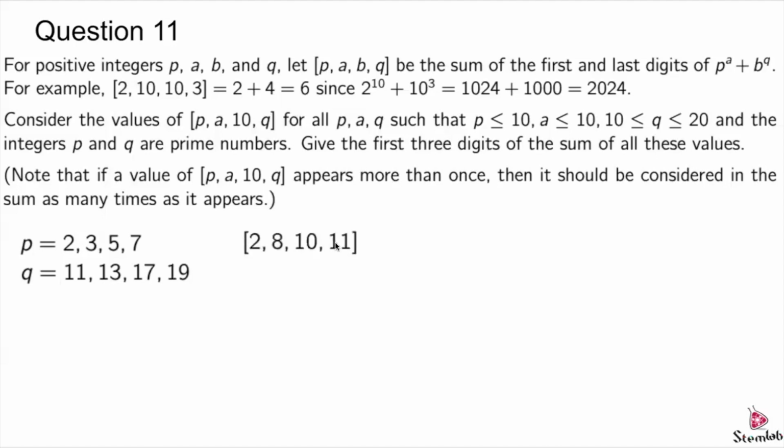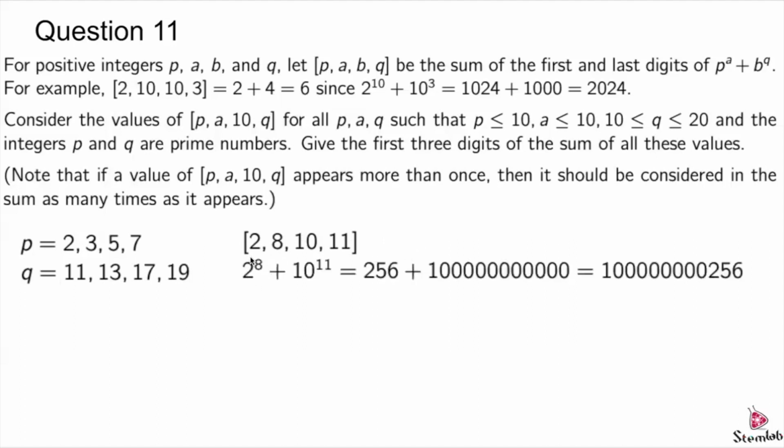So one such quadruple might be 2, 8, 10, 11. If we play around with this, you'll notice that 2 to the 8 is actually very small relative to 10 to the 11, meaning one hunch might be that P to the A is very small compared to B to the Q. Here we have 256 plus 10 to the 11, meaning 1 and 11 zeros after. So the leading number will always be 1. Let's try to see if that's always true.